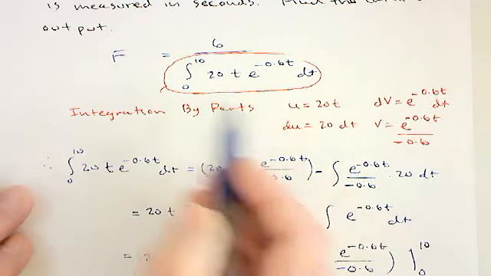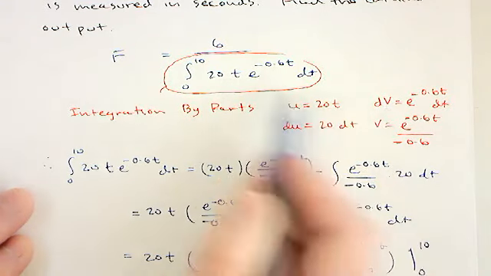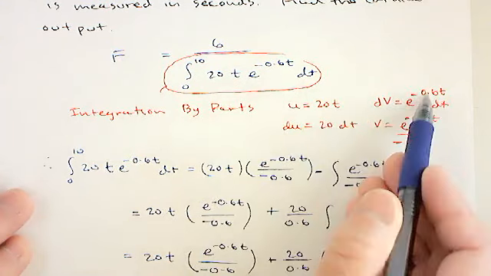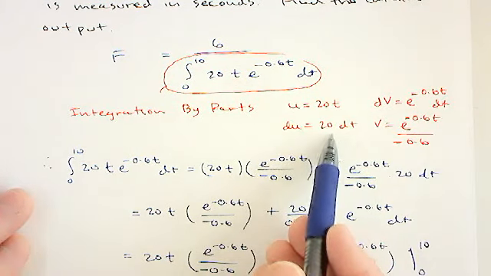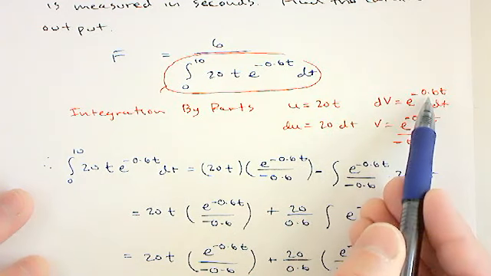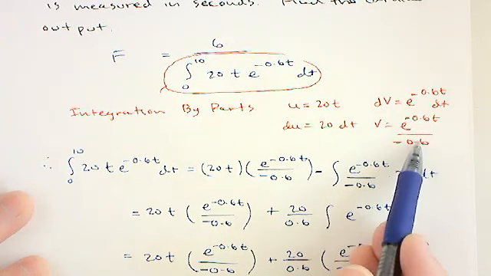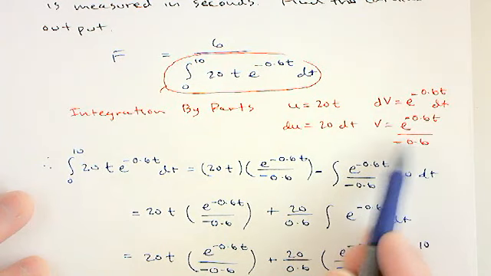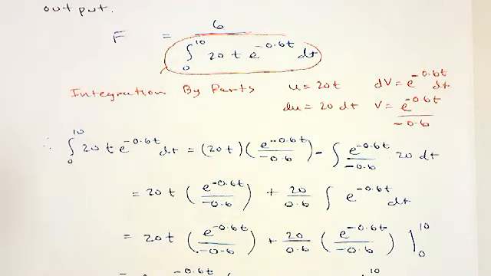So I let u equal 20t. dv's got to be the rest of it then, the e to the negative 0.6t dt. Your du is just 20 dt. Remember, your antiderivative of e to a constant t is e to your constant t divided by your constant. That's just chain rule in reverse. Or you could do a u sub to prove that as well if you want to.